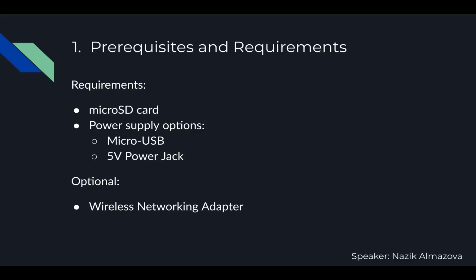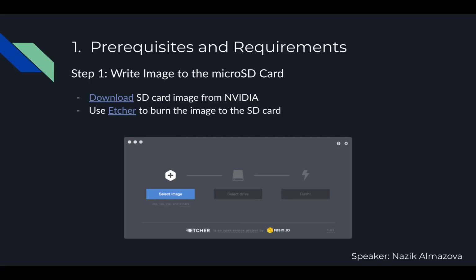In order to set up the development environment, the board needs a connection to the internet. One of the options is to use the Ethernet port that comes on the board, or another option is to expand the board using a wireless networking adapter, which will enable the board to connect to a Wi-Fi network. In order to write the image to the micro SD card, first we'll need to download the SD card image from NVIDIA and then use Etcher to burn the image to the SD card.